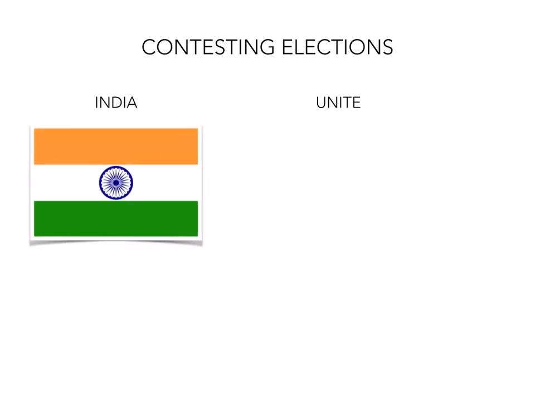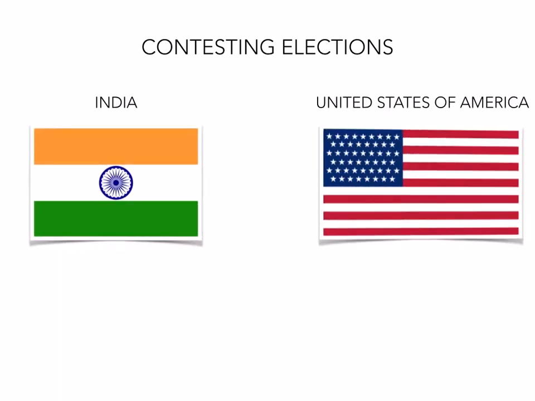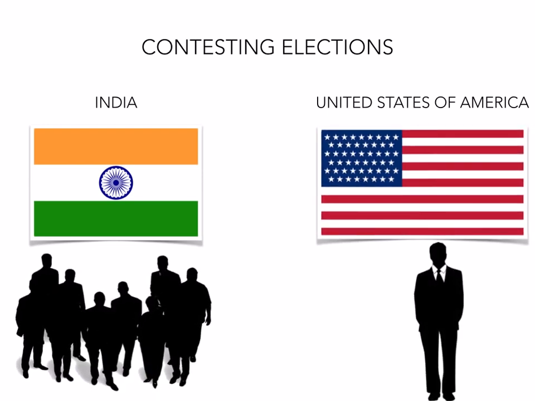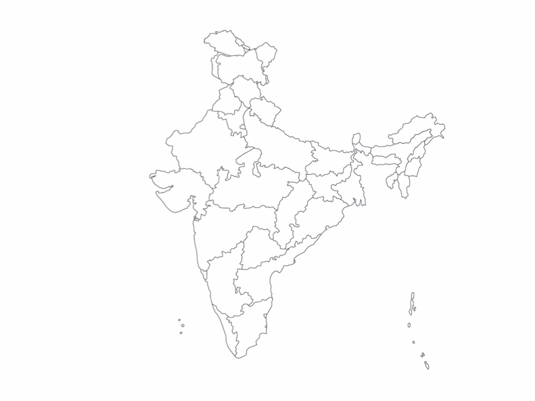In India, different political parties contest for elections, while in the United States of America, individuals from different political parties contest for elections. Each party nominates members from its party to contest in the Lok Sabha elections. The nominated candidates try to travel through their constituency to influence as many voters as possible to vote in their favor.